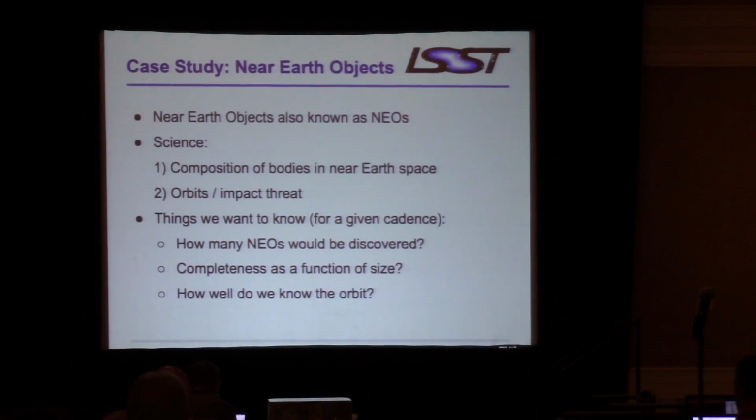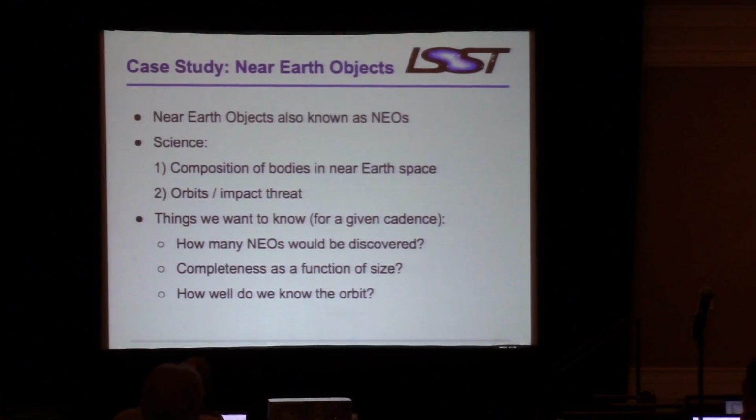There are two reasons you might care about NEOs. One is to understand the compositions of bodies in near-Earth space, and the second is because sometimes those things hit the Earth and we'd like to know about them. In particular, we would like to know how well we know the orbit of an NEO. How well you know the orbit tells you with what confidence you can say this will or will not impact the Earth.